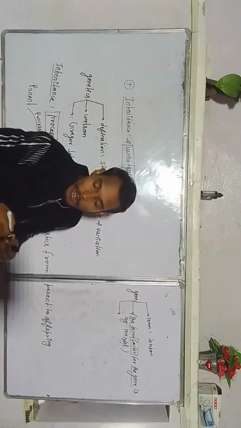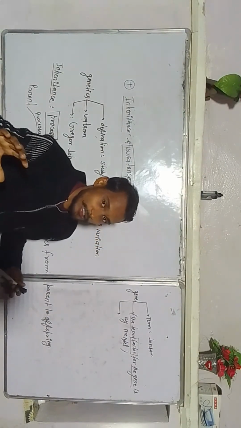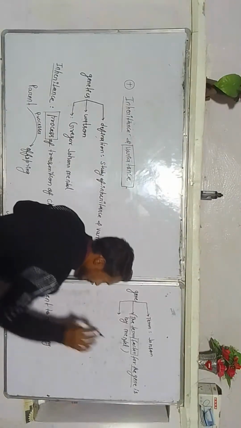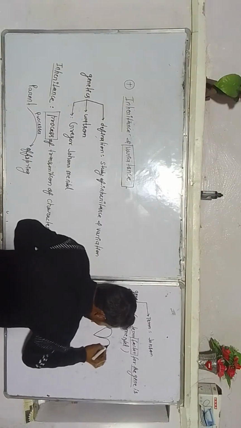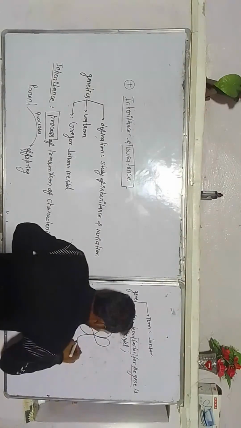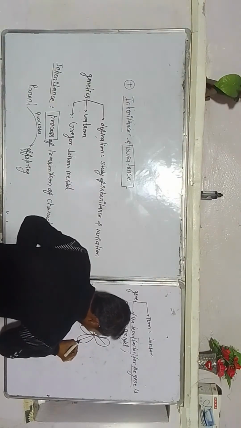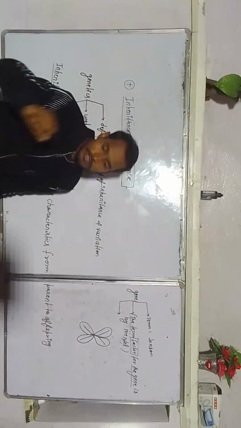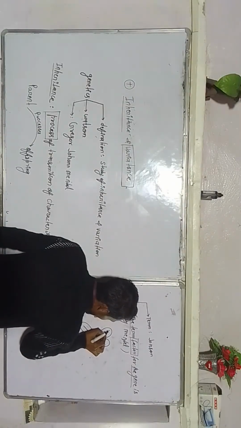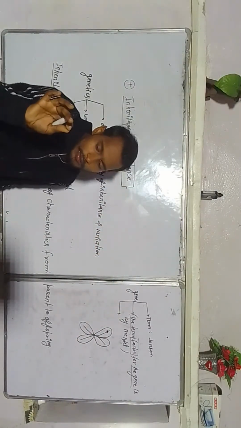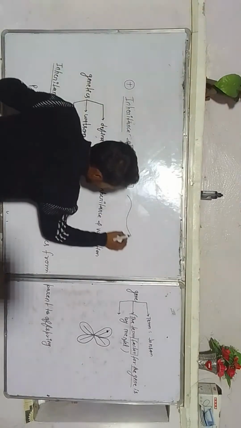A question arises here: what is gene? Listen. Chromosomes occur in pairs. DNA is found in the chromosome. A gene is a particular segment of DNA. This is a DNA.